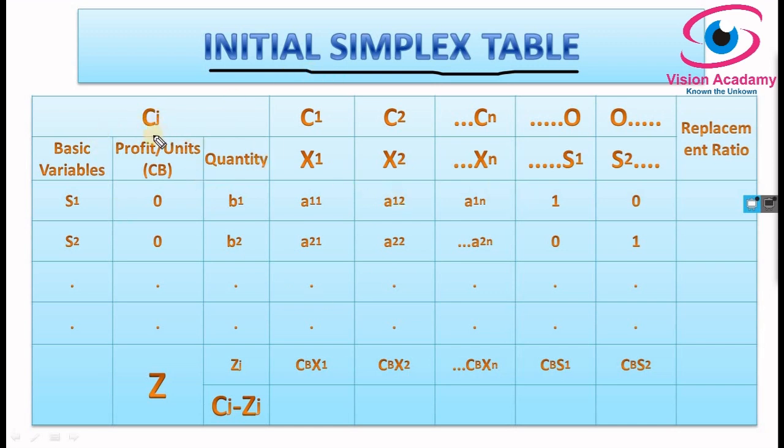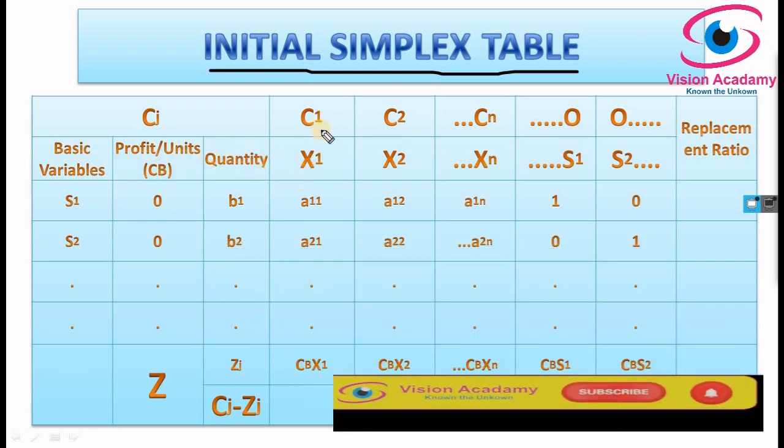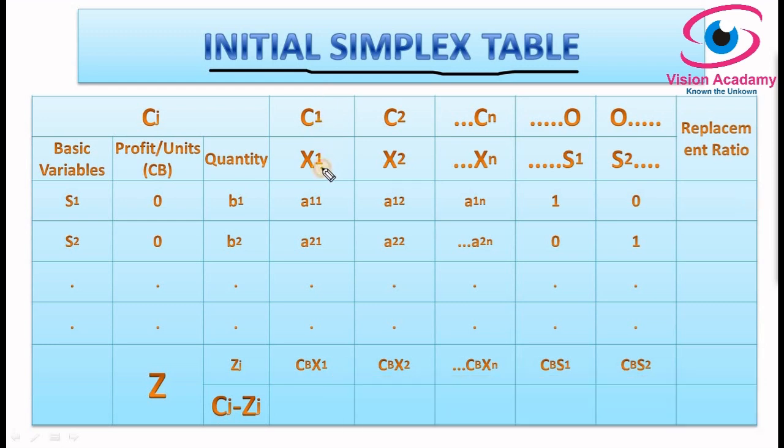Firstly, concentrate on Cj. Cj are C1, 2, 3, 4, 5 like that, and these are decision variables. These are coefficients of decision variables. Decision variables 1, 2, 3, and lastly slack variable. It is also going to be continued.